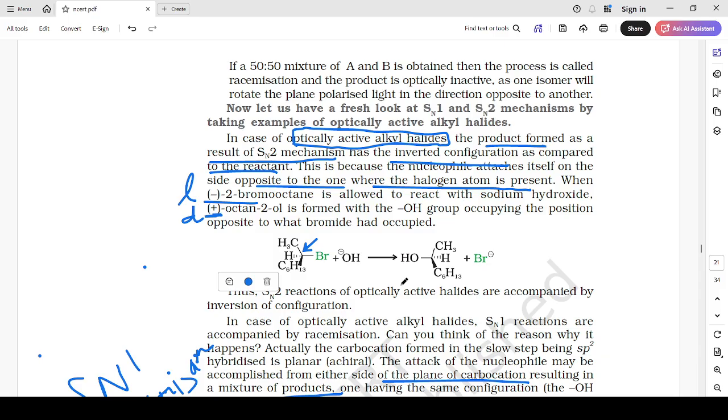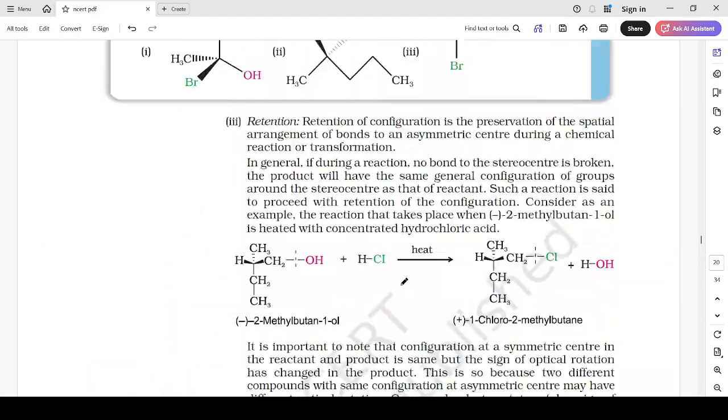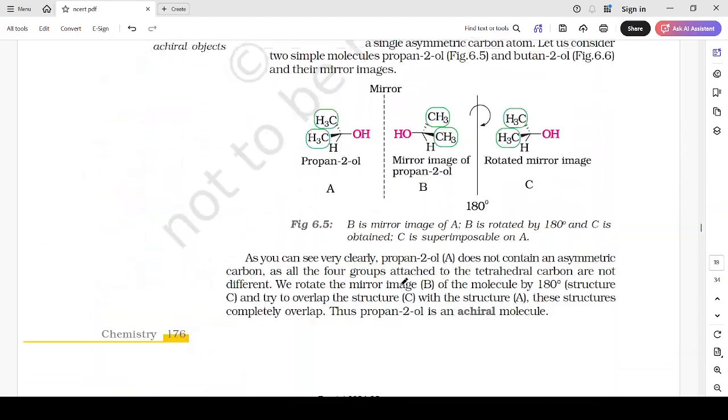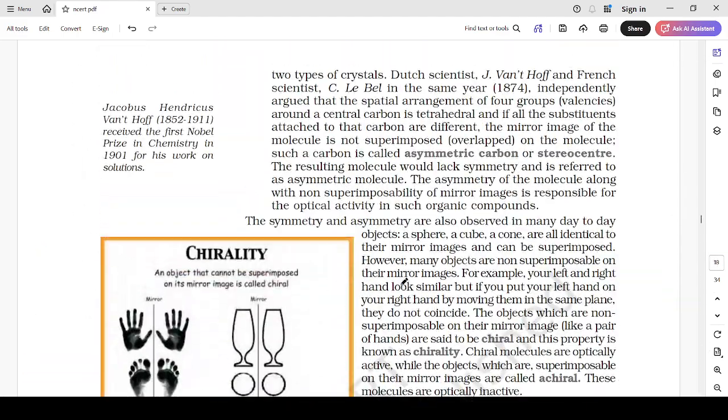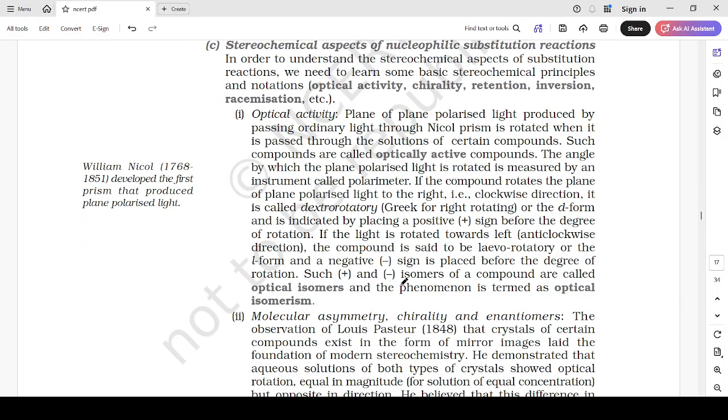So we discussed the SN1 and SN2 pathways, the stereochemistries and what determines them. I don't think you want me to explain these things, isn't it? If you have learned it already, let's skip this. Or do you want me to explain it?